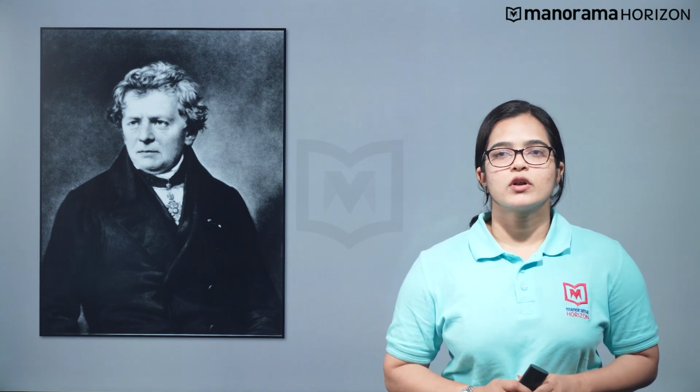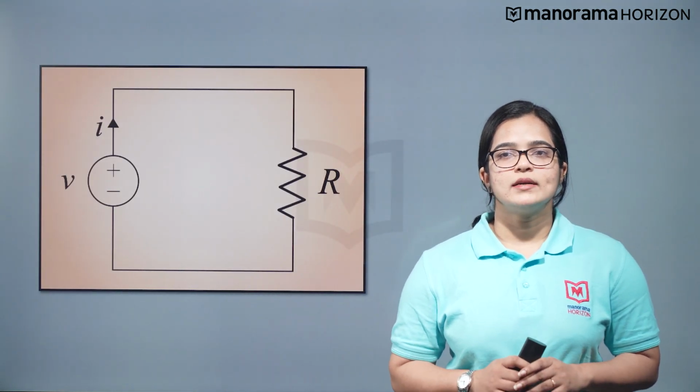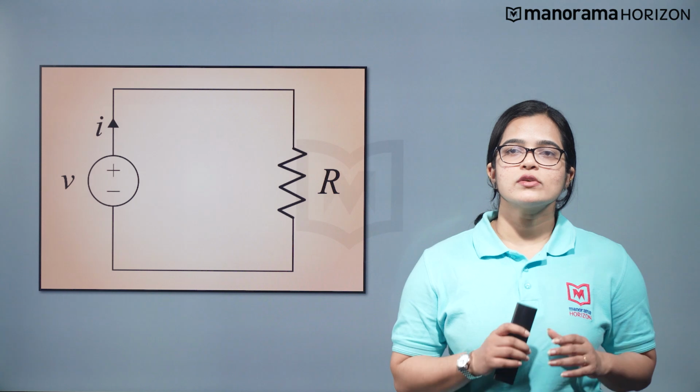Simon Ohm. He provided a compact and elegant expression that can be used to determine voltage, current or resistance in a circuit, provided that any two of the values are already known. So we get a basic idea of what the law deals with. Now we are going to state the law.